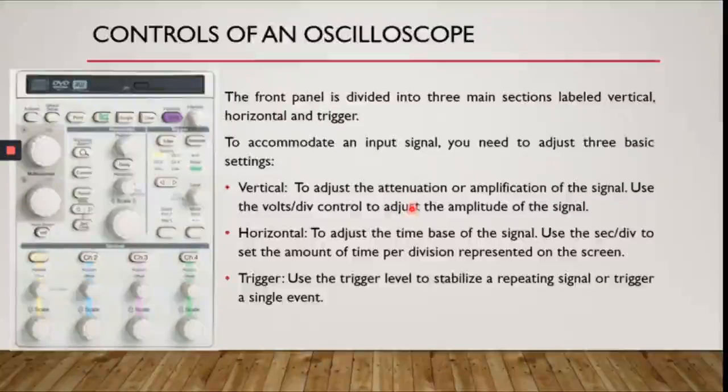So vertical is used to adjust the attenuation or amplification of the signal. It is represented in volts per division, and we use it to control the amplitude of the signal, the height of the signal, how high or low we want the signal to be displayed. And then we have the horizontal axis to adjust the time. So we have seconds per division to set the amount of time per division represented on the screen. And then we have the trigger segment here. We use it to stabilize a repeating signal or trigger a single event when we measure.